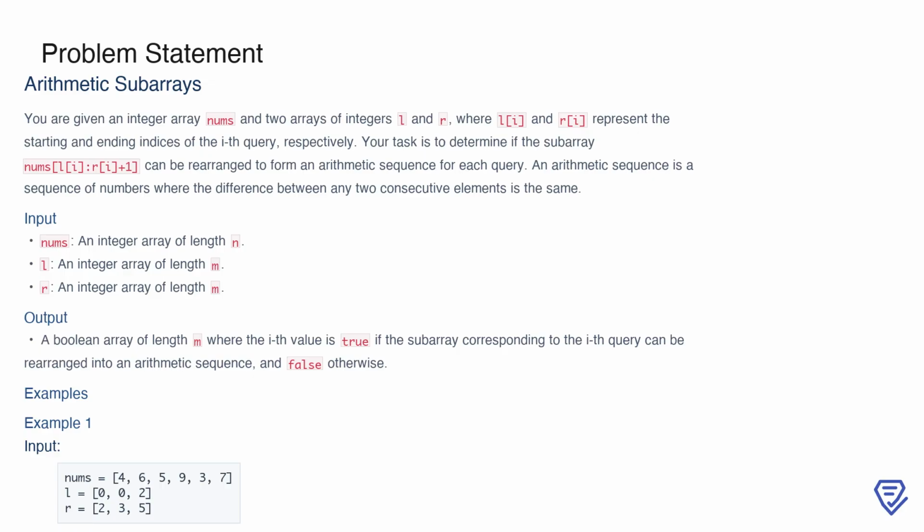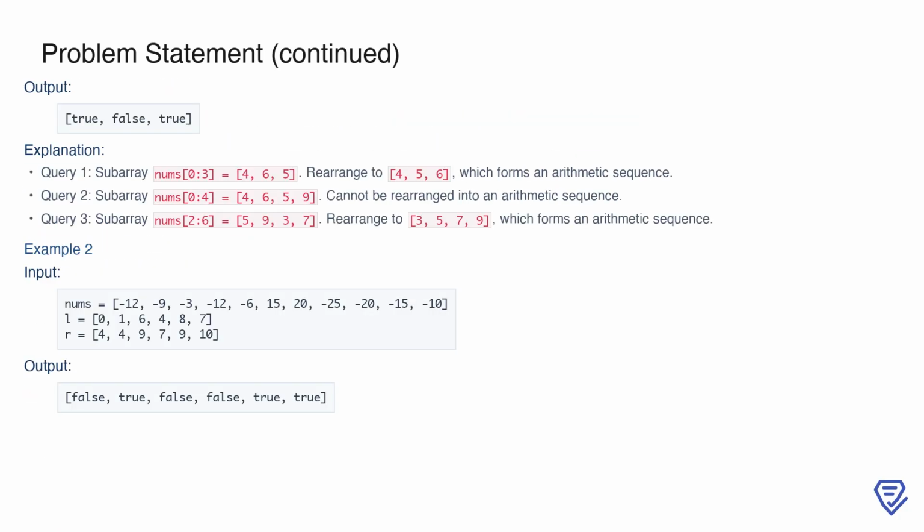The input to the problem includes the array nums with a length of n, and the arrays L and R, each of length m. For the output, you need to return a Boolean array of length m, where each value is true if the subarray for that query can be rearranged into an arithmetic sequence, and false otherwise. To understand this better, let's look at the first example.